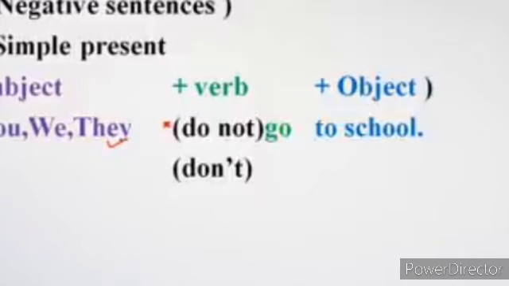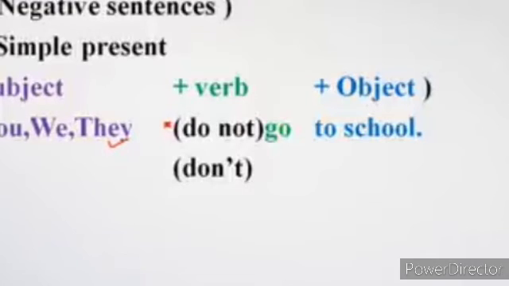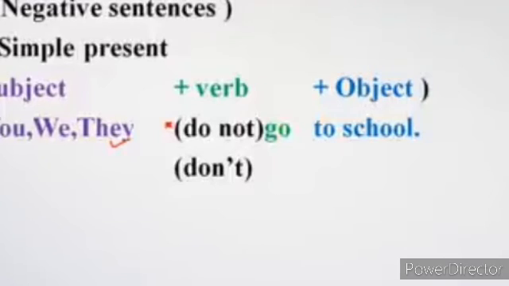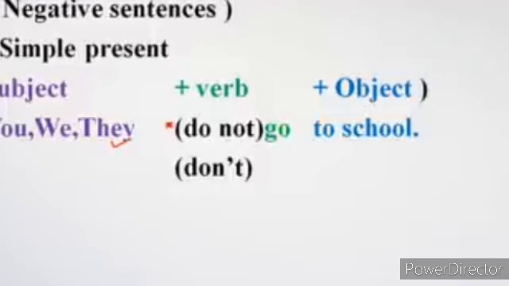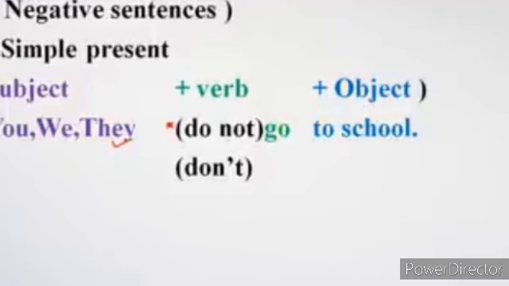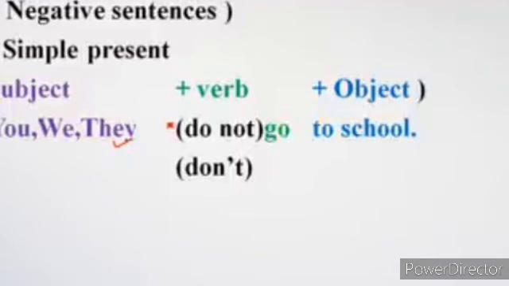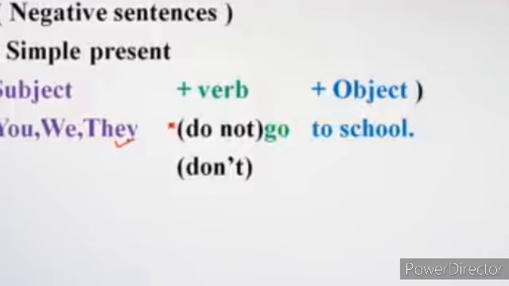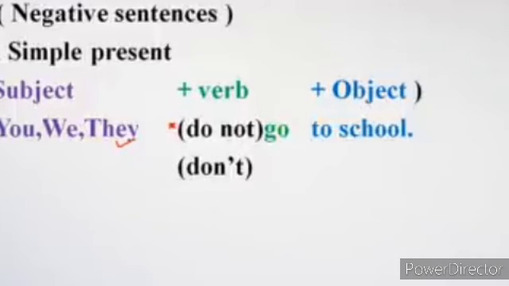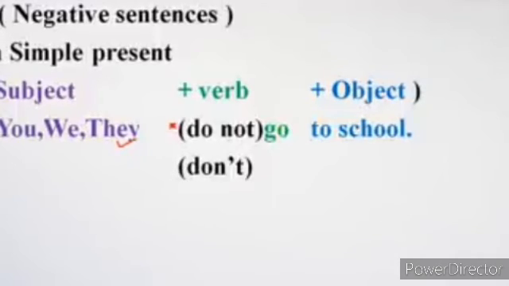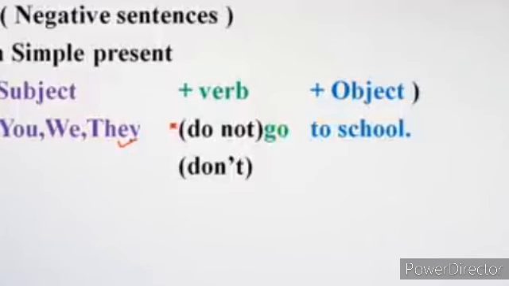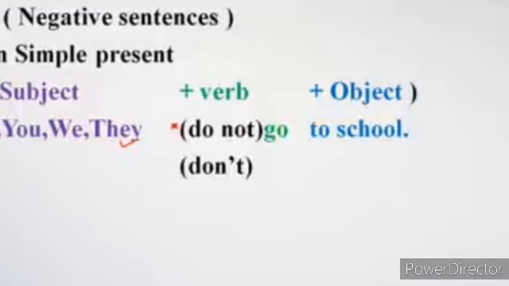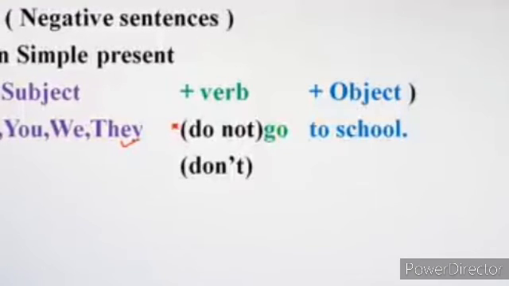Like subject I, you, we, they. So subject plus verb plus object. So subject will be I, you, we and they. In verb, what will come? Before the verb, what will come? Do not will come. If you write in short, you can write don't, D-O-N apostrophe T, but it will come before the verb. So you can say, I do not go to the school. To school means object. Okay.